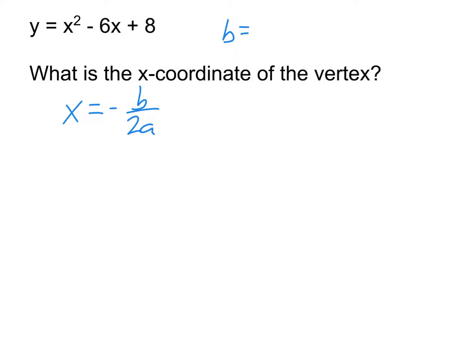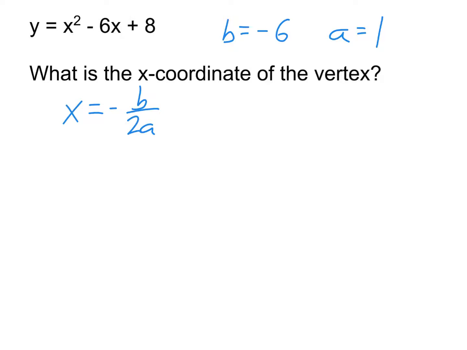6. I hear lots of people saying 6, but it's actually not 6, it's negative 6. Since it's minus 6x, we need to keep that minus with it. So b is going to be negative 6. Okay, what about a? What's a in this case? Well, a is that number in front of x squared. There's no number written in there, so it is a 1. So in this case, a is going to equal 1.